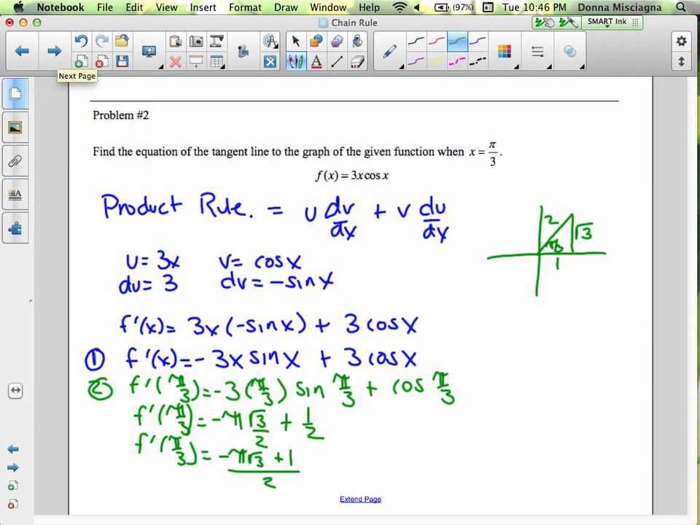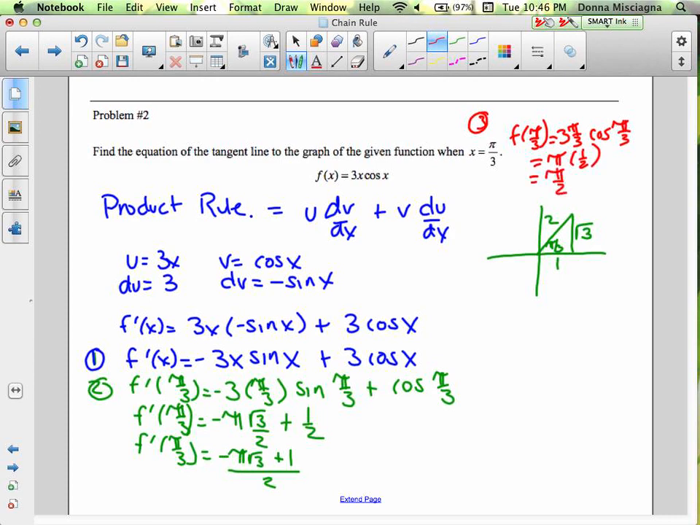All right, so now all we need is the y value. And then we can write the equation of our tangent line, even though that's not a very pretty looking slope. So this is part 3 here. F of pi thirds is 3 pi thirds cosine pi thirds, right? And so that's going to cancel. That's just going to be pi and then times 1/2. So pi divided by 2.